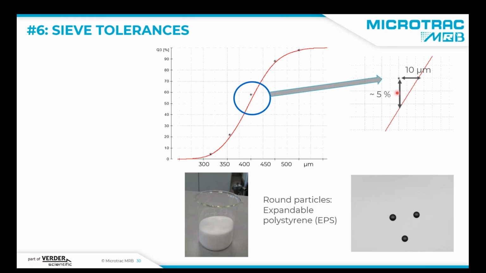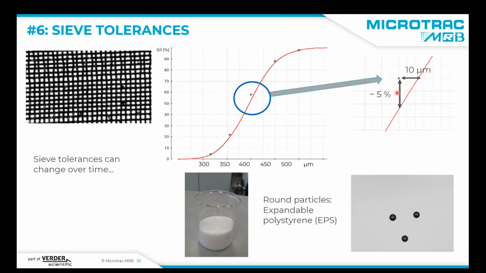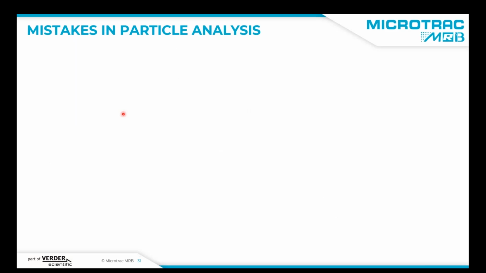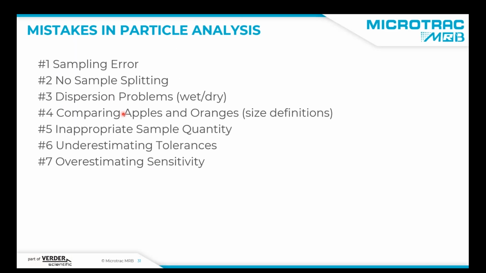Plus, your real aperture and your sieve tolerance can change over time. This depends on how much you brush your sieve and how you treat it. So this is an example of a worn out old sieve, and if you really have these old test sieves, you see the holes are just not very reliable, the apertures. Okay, so treat your sieves well. So this was underestimating tolerances.